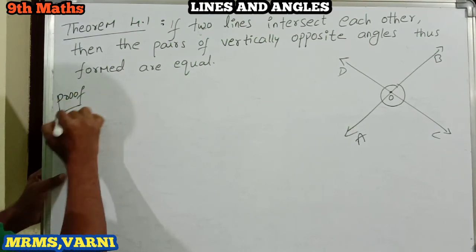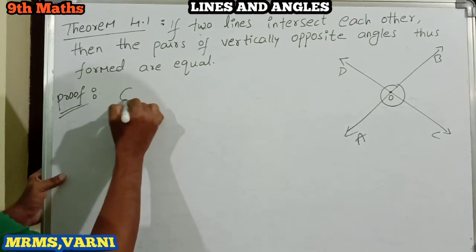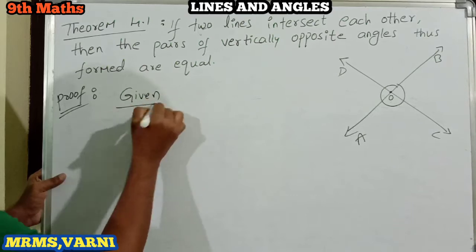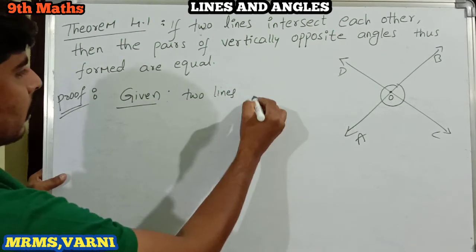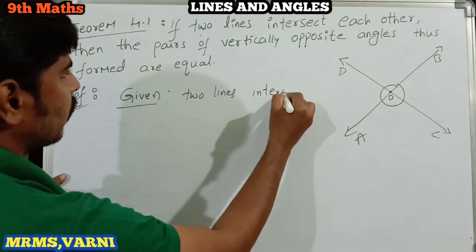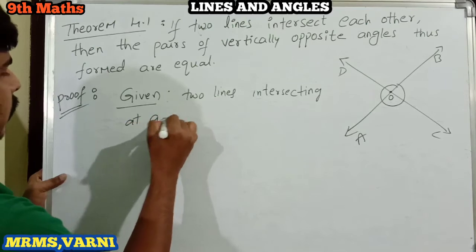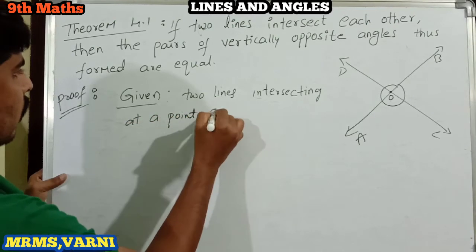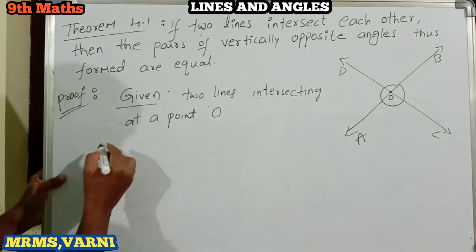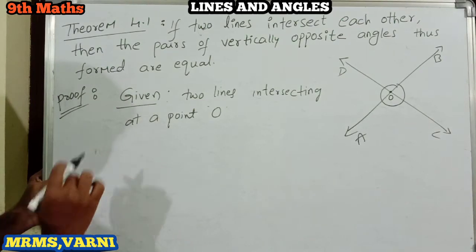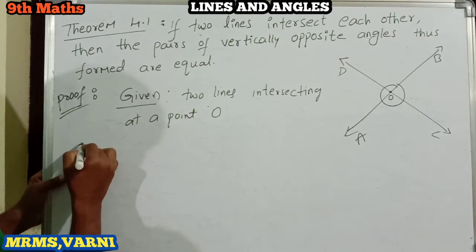I'm giving the proof here. This is a theorem, that is, I'm writing the proof. So, given: two lines intersecting at a point O.